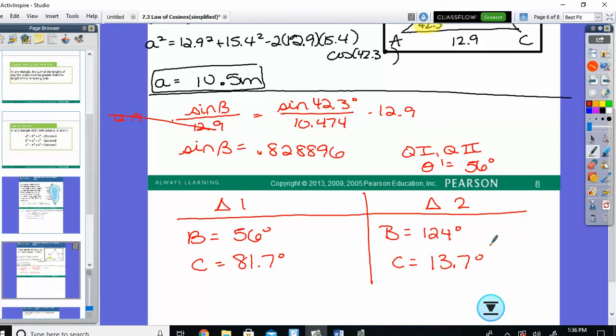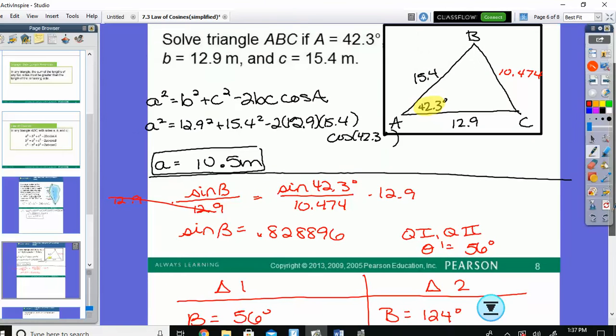Okay, so let's talk about this. On these law of cosine problems, both triangles aren't going to work. So one of these triangles is not correct. We have to figure out which one. We came up with all positive angles, so it's not like the ones yesterday where we saw the negative angle and we knew it wasn't possible.